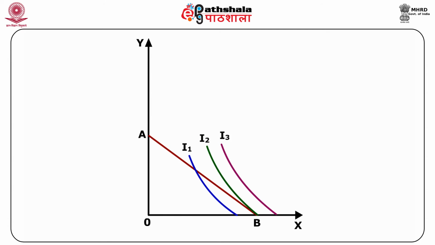On the other hand, if the budget line is always flatter than the indifference map, then MRS XY will be greater than PX upon PY at all possible combinations on the budget line AB. In this case, the consumer maximizes satisfaction by purchasing only commodity X and none of Y. In this case, the consumer equilibrium will be attained at a corner solution at point B.